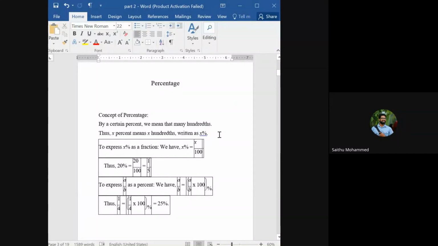As I already told, data interpretation is based on whatever we are discussing right now. So if you have a command over it, it will be very easy for you to answer all the data interpretation questions. Okay. Before that, give me one more second.